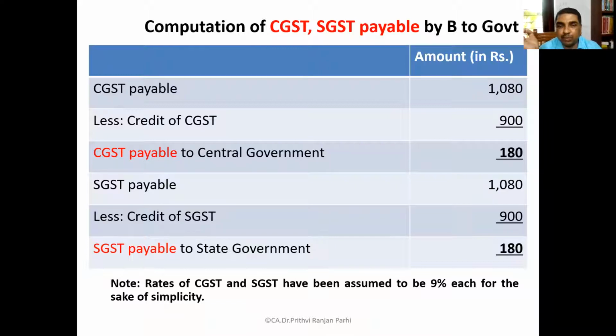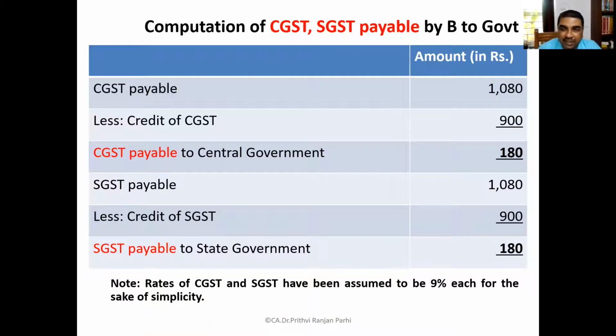How much CGST is payable in cash? 180 rupees. Now coming to SGST, also the same thing. SGST payable is 1,080. Credit under SGST available is 900 rupees. So how much SGST is payable in cash? The same 180 rupees.